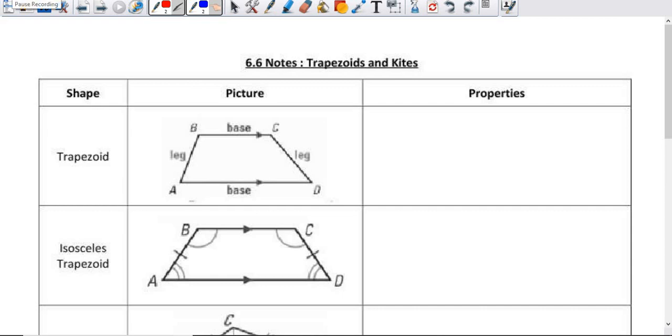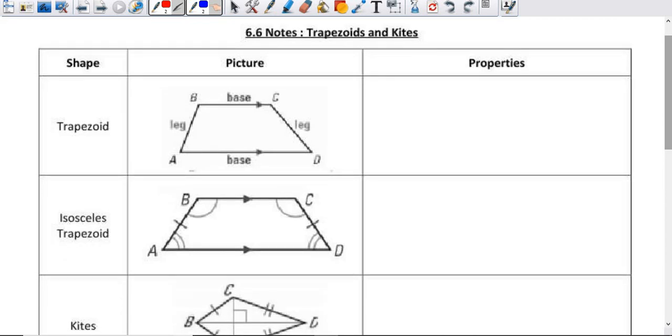All right, moving on to 6.6, we have trapezoids and kites. These are the last two quadrilaterals that we will learn about. So trapezoids are pretty basic. You've seen this shape before. You have bases and then the legs. And the only property that you need to know about regular trapezoids is that bases are parallel.